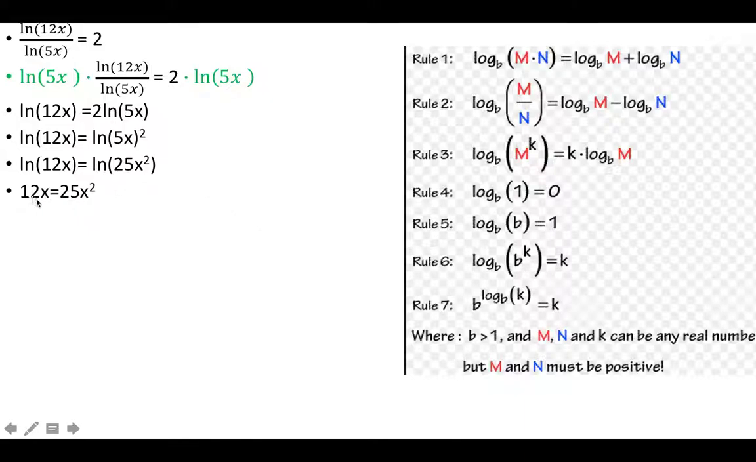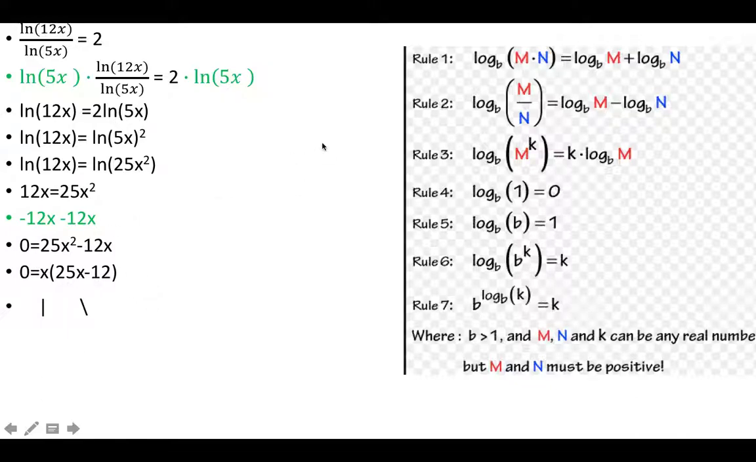Okay, so the ln's disappeared because you could e both sides and then they come down. Good. Now let's move the x's together to one side. I'm going to subtract 12x, so I get 0 equals 25x squared minus 12x. Cool. So when I have something equals 0, I have an x here, I have an x here. Let's pull out one x. Good, so I have x times something and it's equal to 0.